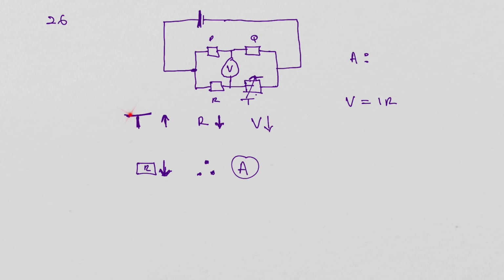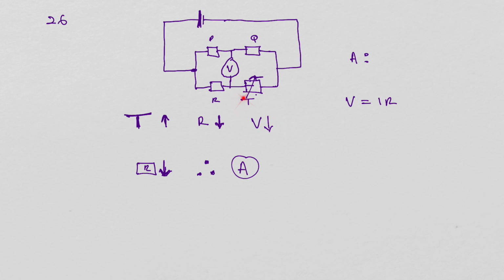Question 26. So this one is quite tricky. In the circuit below, the initial voltmeter reading is 0. The temperature of the negative temperature coefficient thermistor T is then increased. Which change to the circuit could restore the voltmeter reading to 0? Well, when the temperature increases, the resistance of the thermistor would go down, which means that the voltage will go down because V equals IR. So V is directly proportional to R. So voltage will go down.